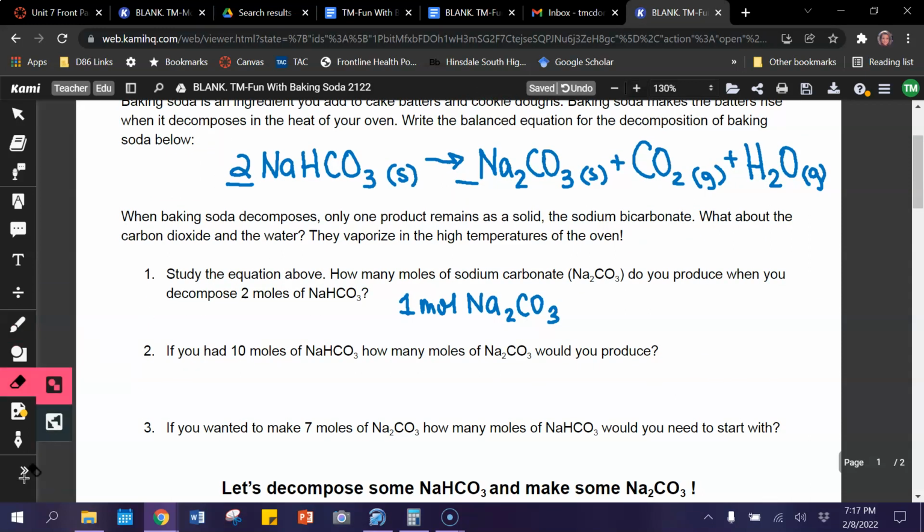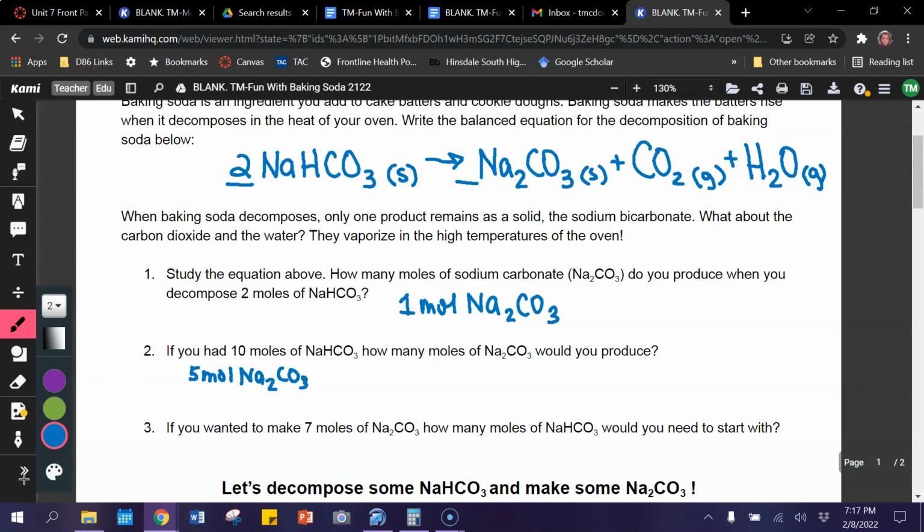Number 2, if you had 10 moles of sodium bicarbonate, or baking soda, how many moles of sodium carbonate would you produce? So there are 2 ways that you can do this. You can first take a look at your equation and notice that however much sodium bicarbonate you start with, you should end up with half that amount of sodium carbonate. So 2 moles changes to 1 mole. So in this case, if you start with 10 moles, half of 10 is 5, and you should get 5 moles of sodium carbonate. But you could also do this mathematically.